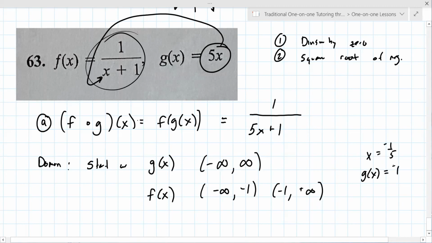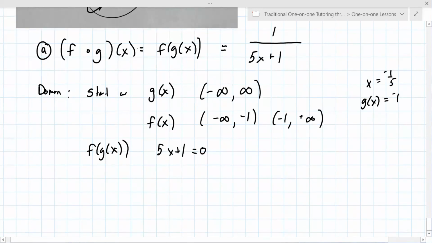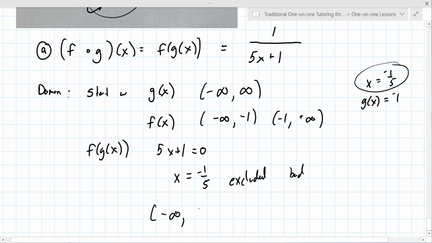That's bad. So now let's go to f of g of x, which is this thing right here. You're concerned when this equals 0. So you set the bottom, 5x plus 1, equal to 0. And when you solve for x, you get x equals -1/5. And this is an excluded point. That's what we were showing right here. So the domain is all the numbers except for that one.